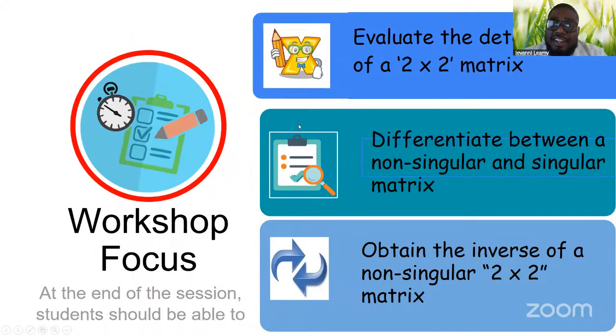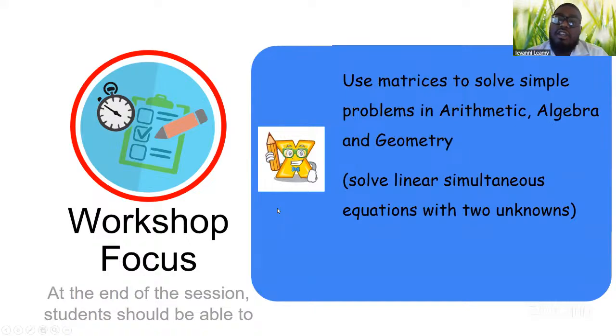At the end of today's session, and probably more, you'll be able to evaluate the determinant of a 2x2 matrix. You will be able to differentiate between a non-singular and a singular matrix, as well as obtain what we call the inverse of a non-singular 2x2 matrix. And we'll get to why we don't have an inverse of a singular matrix, which you'll see shortly. And finally, we want to use matrices to solve simple problems in arithmetic, algebra, and geometry. In other words, we're solving simultaneous equations with two unknowns.